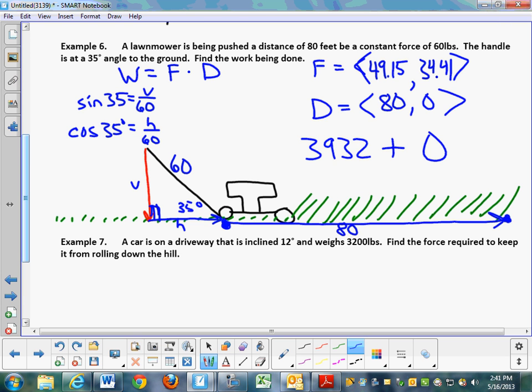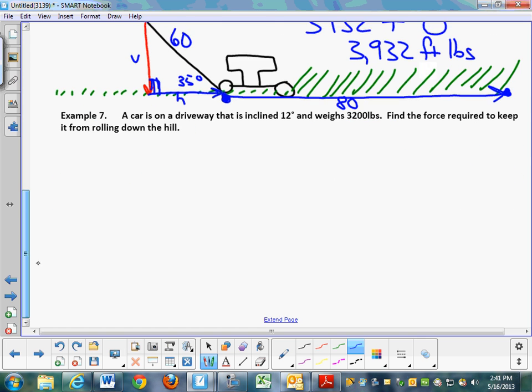0. So look at what you have. This should make sense. Is the lawnmower moving vertically at all? So is there any vertical work being done? No, so you have 0 for that component. So you add them together and you do get the 3,932, and we call this foot pounds. That's how we measure work in this situation.